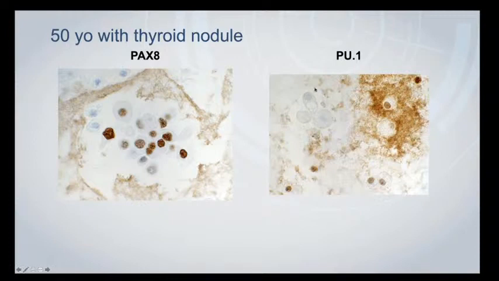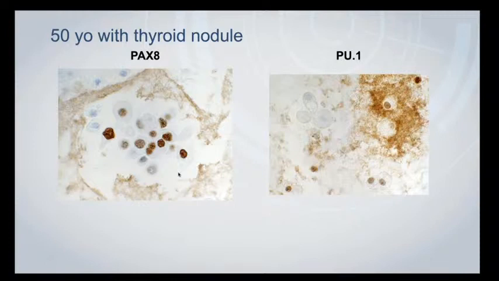So first of all, let's make sure that they're not macrophages. So here's a macrophage marker. We do have some macrophages that are staining in the background for PU.1. But the atypical cells of interest are negative for this macrophage marker, and they're positive for PAX8, as shown here on the left, and they were also positive for TTF1 and thyroglobulin. So this is clearly a follicular-derived neoplasm.